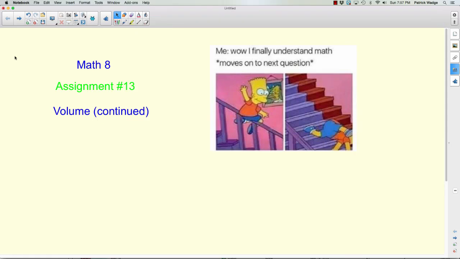Hi, Math 8, Assignment 13, Lucky 13. And you are lucky because we're going to do a continuation of volume. There's really not much new at all here. I think the only thing new is I'm going to do one composite shape. But besides that, it's all the same.